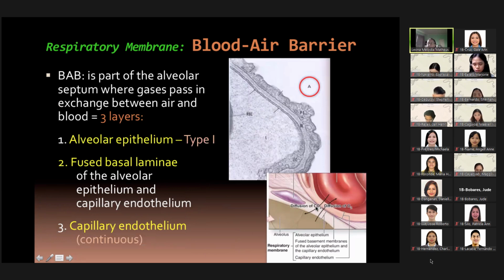So this is another picture of that. Look at this. This is your alveolar epithelium. This is your capillary endothelium. And this one is your fused basal lamina. Again, that will be your BAB, or your blood-air barrier.